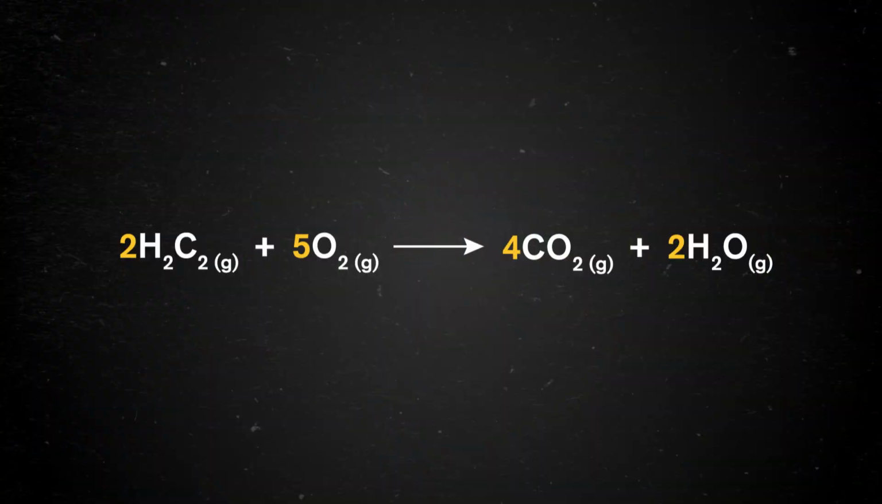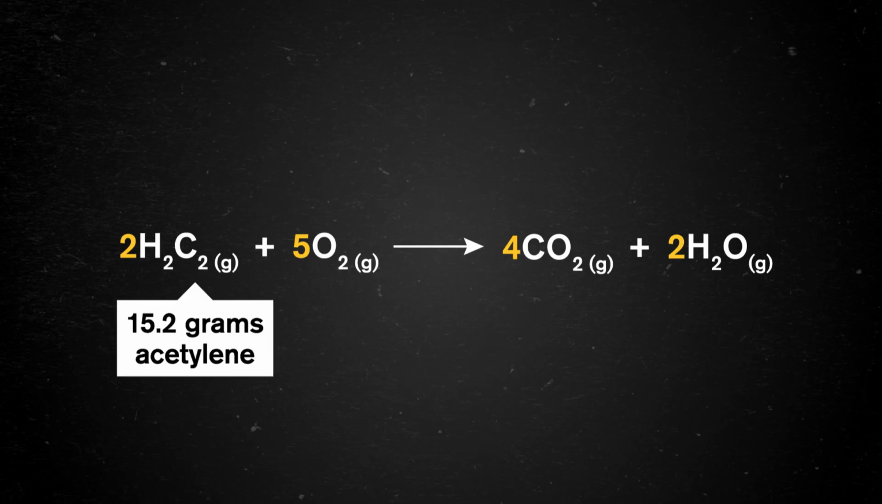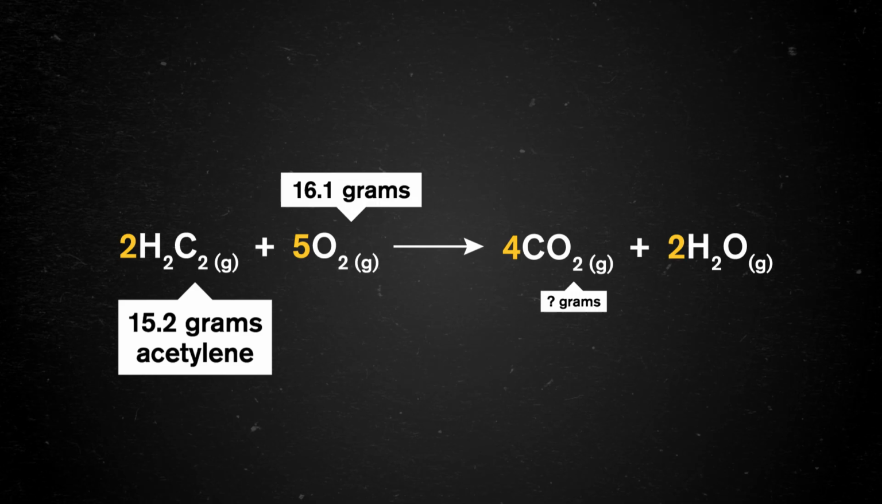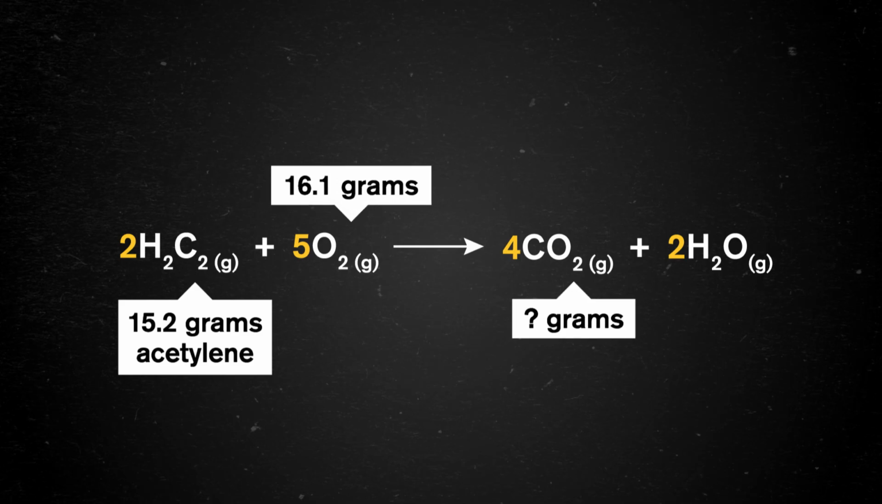If we worked for an environmental regulations group examining the efficiency of fuels, we might need to find out the mass of carbon dioxide emitted during the combustion of acetylene fuel. If the reaction involves 15.2 grams of acetylene and 16.1 grams of oxygen, we can use these givens to solve for an answer.